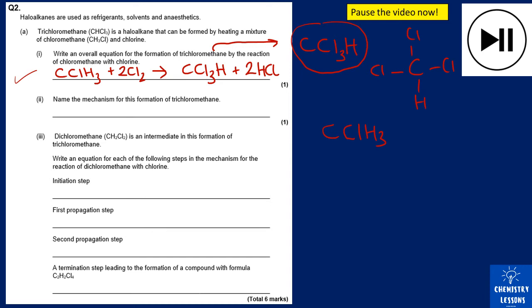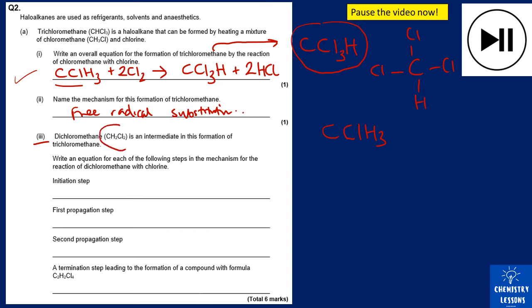Okay, name the mechanism then. The mechanism here is free radical substitution. Now I've got dichloromethane as an intermediate in this reaction. Yep, that kind of makes sense because it would have to go from chloromethane to dichloromethane and then to trichloromethane. Yep, so that makes sense to me.